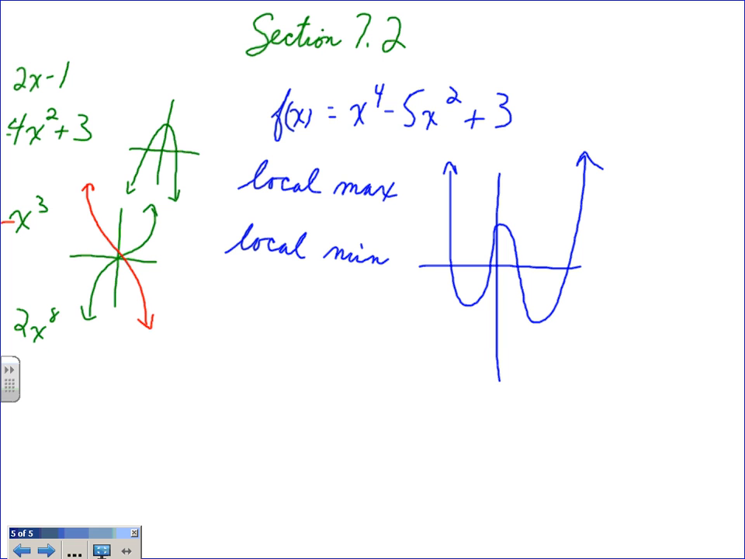So we'll go to our trace feature, and we'll trace down to the lowest point on the left. And that lowest point is your local minimum, which is, I'm looking for the y value, which is negative 3.2. That's my local minimum. Do we have another local minimum? I do, because another local minimum is negative 3.1.